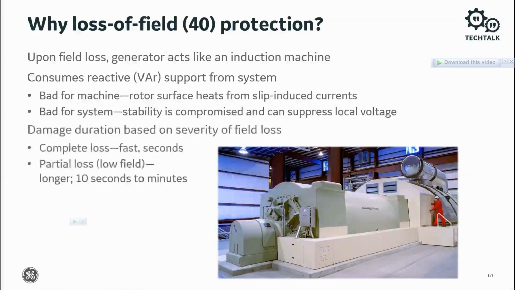The damage duration is based on the severity of the field loss. For a complete loss, we have only seconds, and the protection must be fast. For a partial loss, a small applied field, we have longer, from 10 seconds to minutes. Loss of excitation protection is applied to protect synchronous machines from these effects.